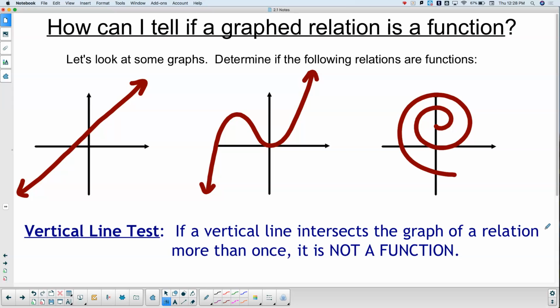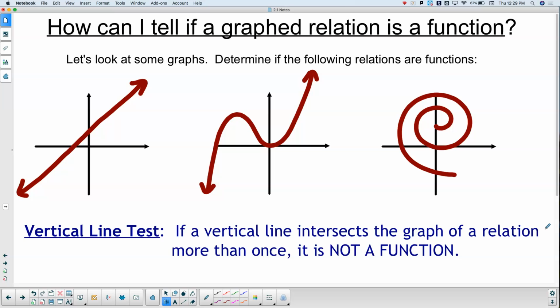The vertical line test tells me that if I take a vertical line, and trust me, if you got a graph, you got plenty of vertical lines around there. Your hand can become a vertical line. Your writing utensil can become a vertical line. The edge of your phone is a vertical line. You could take your piece of paper and roll it over on top of the graph and slide it all the way across. So you have plenty of vertical lines to choose from. But if that vertical line intersects a graph more than once, it's not a function.